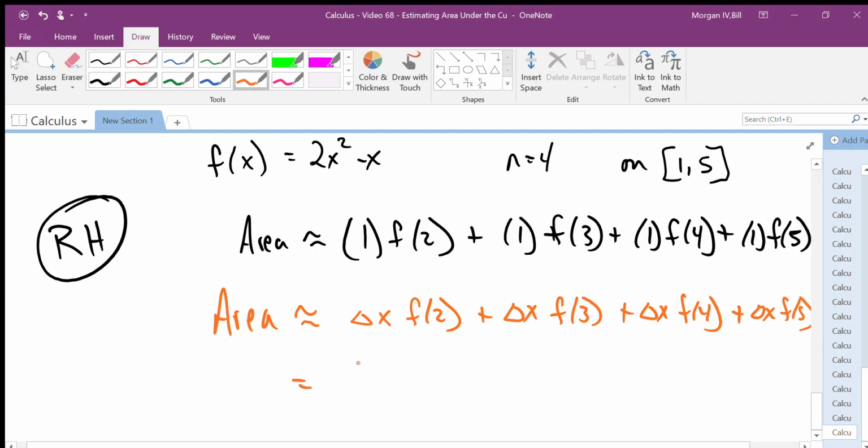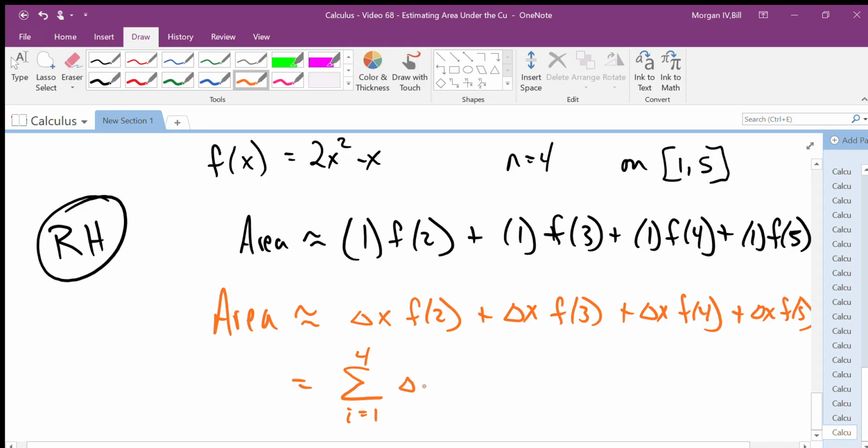Which is equal to the sum as I equals 1 to 4. So going to my summation notation, going from 1 to 4 gives me 4 rectangles. What happens when the height is 1? What happens when I is 1, I is 2, I is 3, and I is 4? That's 4 rectangles.